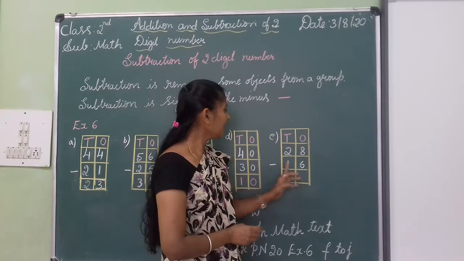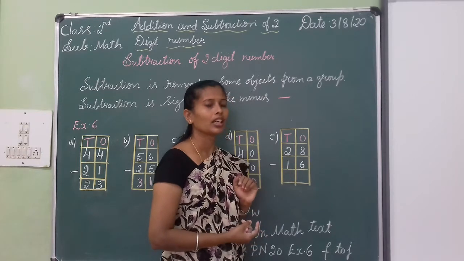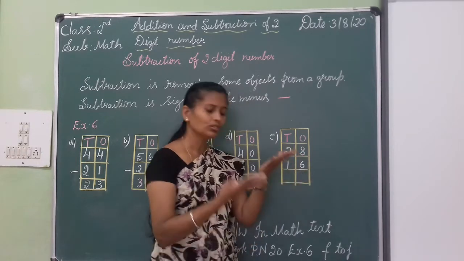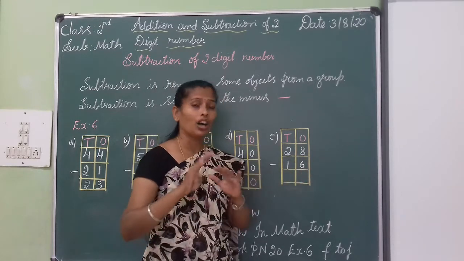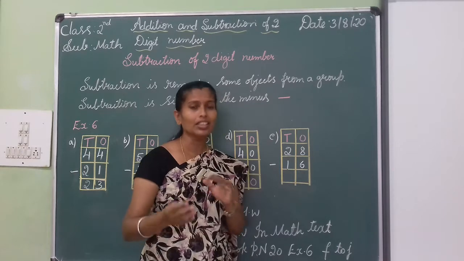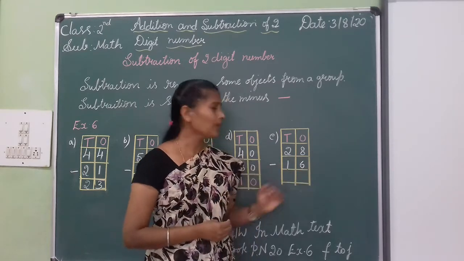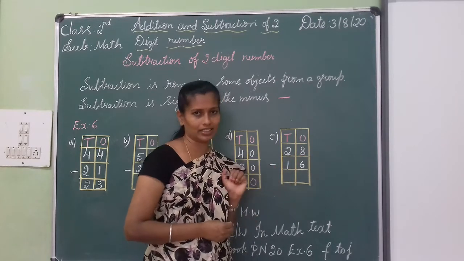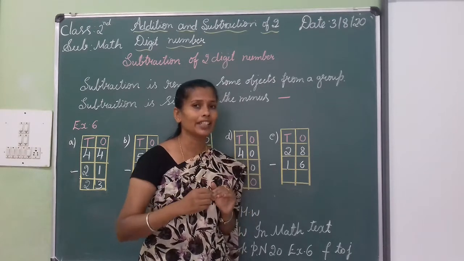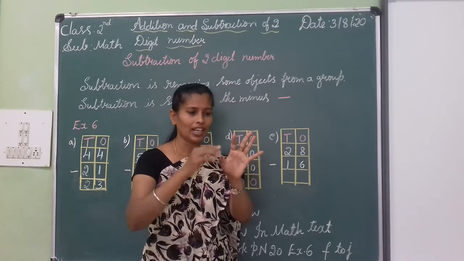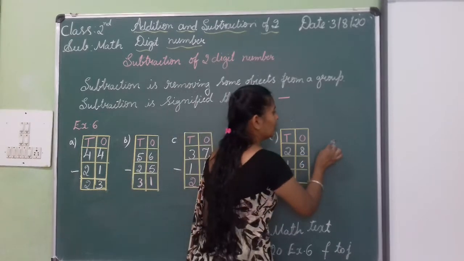Okay, see another one. In the ones place, 8 minus 6. You can use fingers, or you can do it another way. Count after 6 till 8. 6, after that 7 and 8. We got 2.